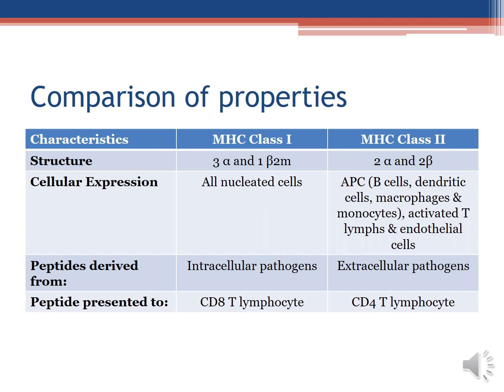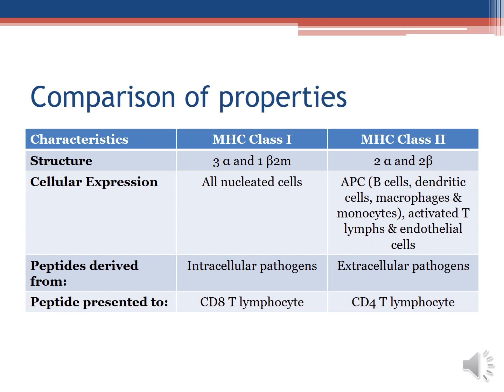All nucleated cells have this Class I MHC, and we get these antigens or peptides from intracellular pathogens. So pathogens that invade the cell will typically be presented on the Class I MHC. And remember that these can only be presented to our CD8 T lymphocytes, our CD8 T cells.